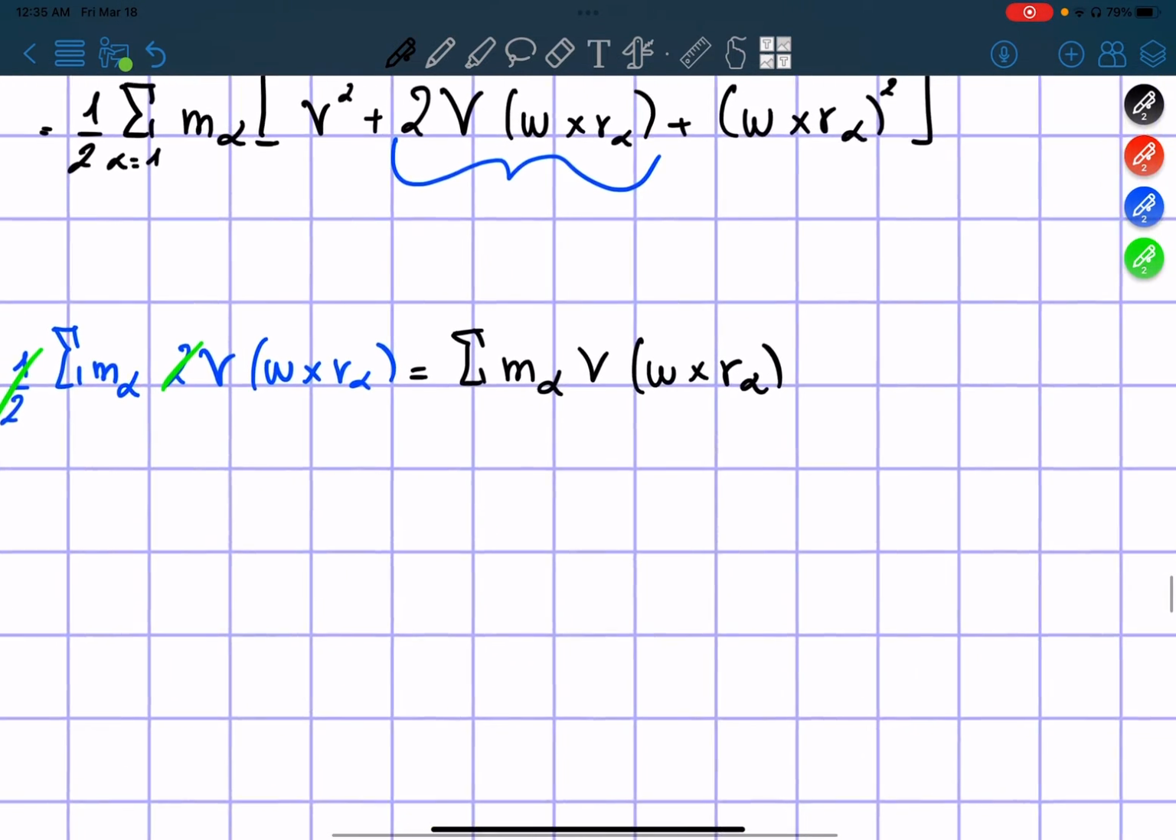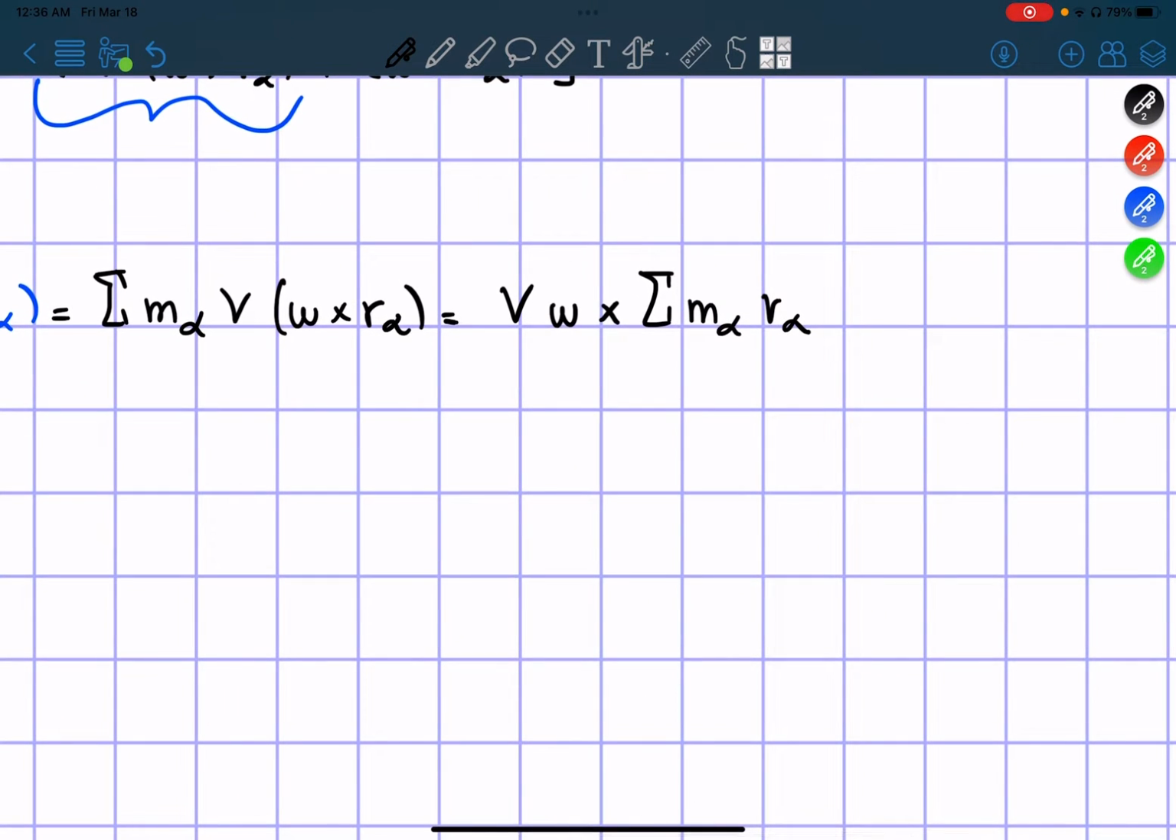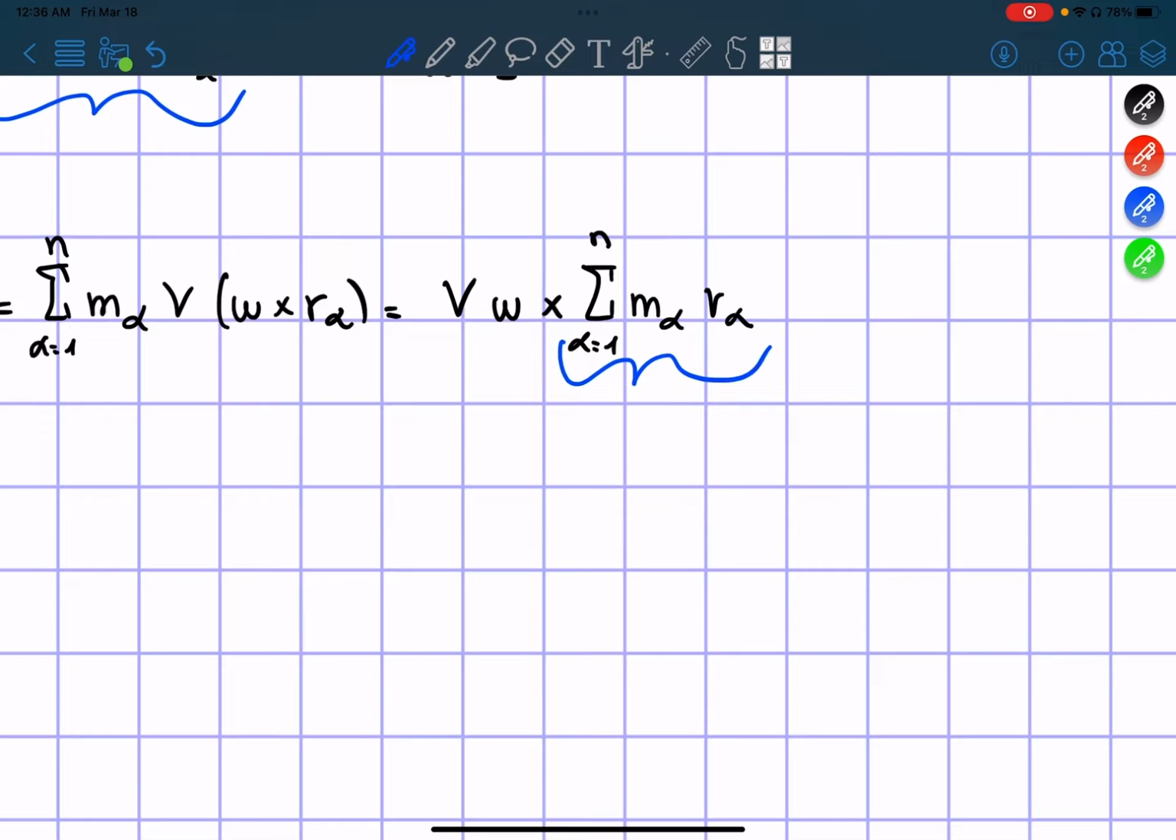But if we look at this a little bit differently and take out some constants, for example, v does not depend on alpha, so we can take it out. Then we have w, because again it does not depend on alpha, crossed with the sum of m alpha r alpha, where alpha goes from 1 to n. I forgot the notation, just want to make sure you get it. So this part over here is equal to what? Well, it's equal to m r.